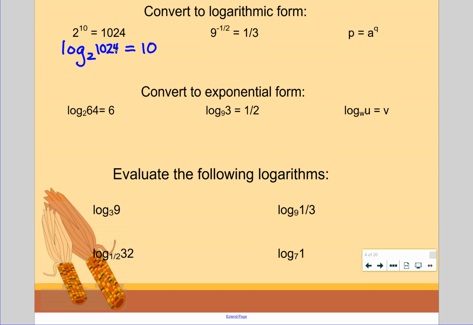I want to write that in exponential form, so we're going to go the other way. The base of the log is the base of the exponent. So what's my base of my exponent? 2. Where can I find the exponent if it's a log statement? On the outside, what's it by itself? 2 to the 6 equals 64. And then some quick mental math, you can make sure that's a reasonable answer.